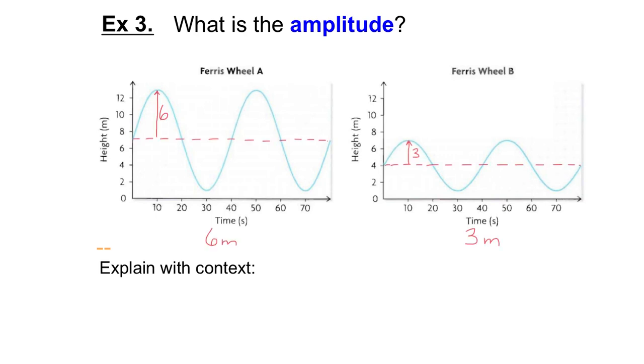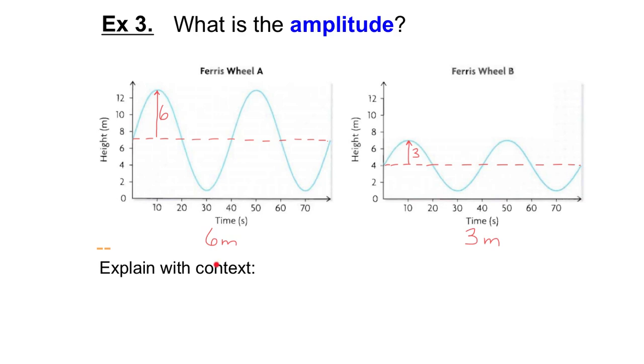So we look at each graph, and from the central axis we go up to the maximum point. So for the first one, this is at 7. This looks to be at 13. So from 7 to 13, we're going up 6. So the amplitude is 6 meters for the first Ferris wheel and 3 meters for the second.